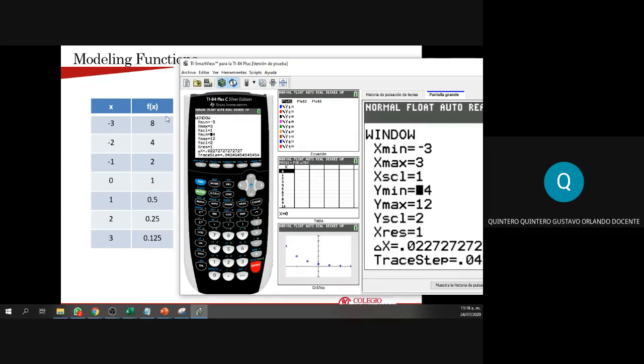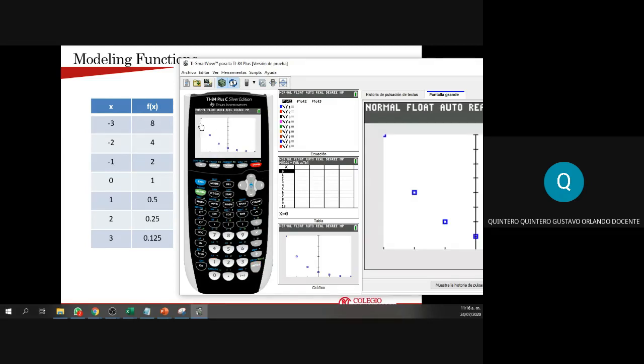And in the y-axis, I want a minimum of 0.125 because this is the minimum, and a maximum of 8. So I'm just going to write that down. 0.125 and a maximum of 8. Again, I want a scale of 1. Once I've done that, I press graph. And now look at this. Now we can see the points even better.